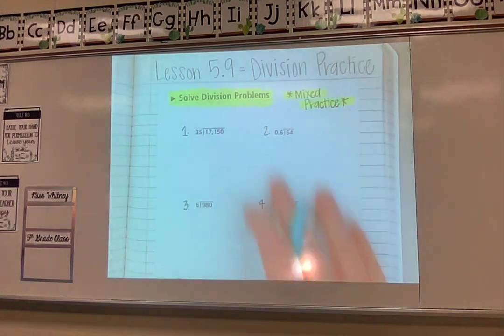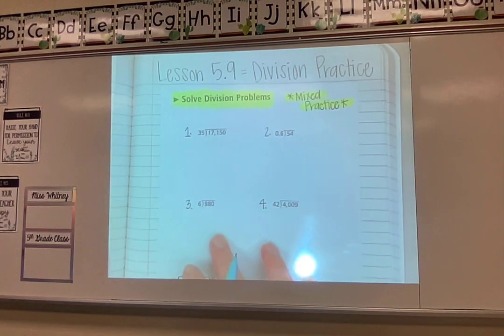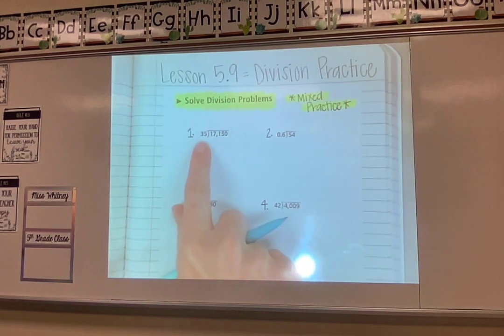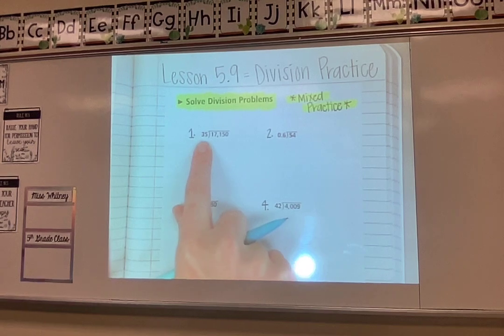Okay, so there's some regular problems here we're gonna do, and then there's some word problems on the next page that I also want to do a few with you. So let's go ahead and start with number 1. Since this is mixed practice, we always have to check outside the house first. If there's a decimal out here, we need to take care of that. If it's a regular number, we're ready to start.